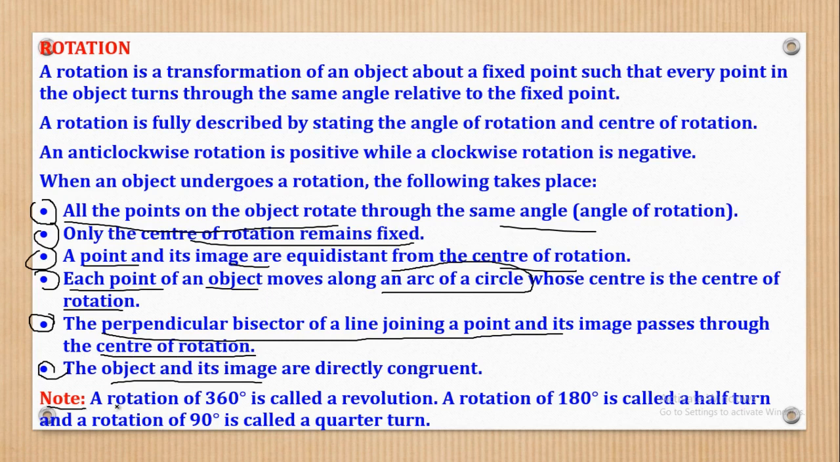Now there's something we need to note: a rotation of 360 degrees is called a revolution. So they can either say 360 degrees or one revolution. Then also a rotation of 180 degrees is given the word half turn. So when they say the word half turn, just know that the angle is 180 degrees. And when they say a quarter turn, just know that the angle is 90 degrees.